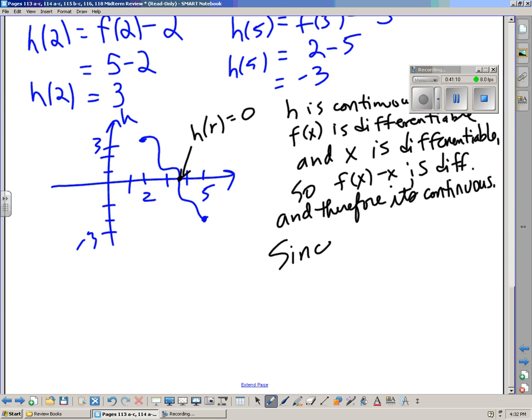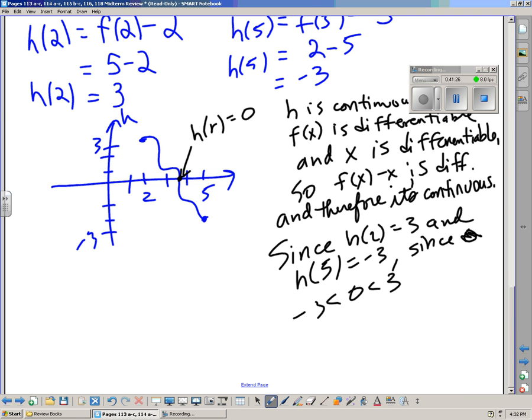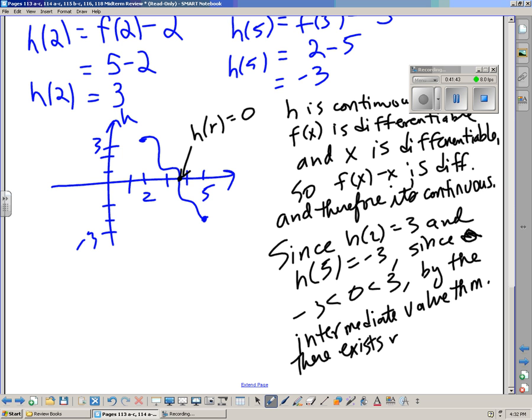And then, since h of 2 equals 3 and h of 5 is negative 3, since 0, I'll even write since 0 is between negative 3 and 3, by the intermediate value theorem, there exists r such that h of r is equal to 0.